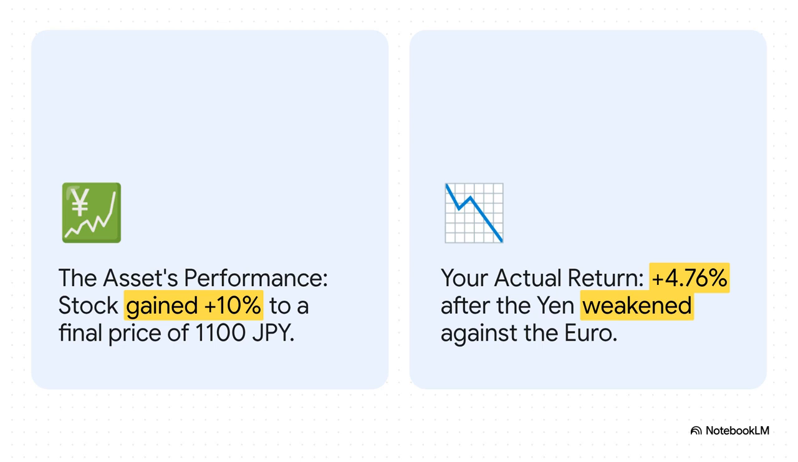Let's imagine you're a European investor. You bought a Japanese stock, and it jumped a solid 10%. Awesome. But over that same period, the Japanese yen got weaker compared to your home currency, the euro. And that shift in the currency's value, it just silently ate more than half of your gains. Your 10% win got knocked all the way down to a sub 5% return. And that right there is currency risk in action.